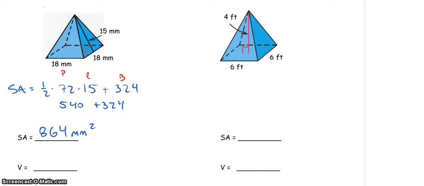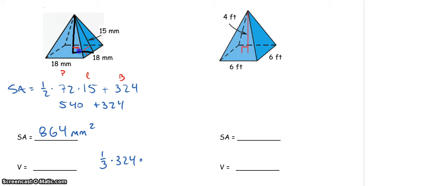Now, how to find it? We have 1/3 area of base. Well, we already found that here. So we know that's 324 times the height. Now, we know the slant height. But remember up above we said the height comes from here and it's inside of the figure. So what we do is we create another right triangle. So the hypotenuse now is your slant height. So the hypotenuse is 15. This comes to the middle, so half of 18 is 9, and we have to solve for h.